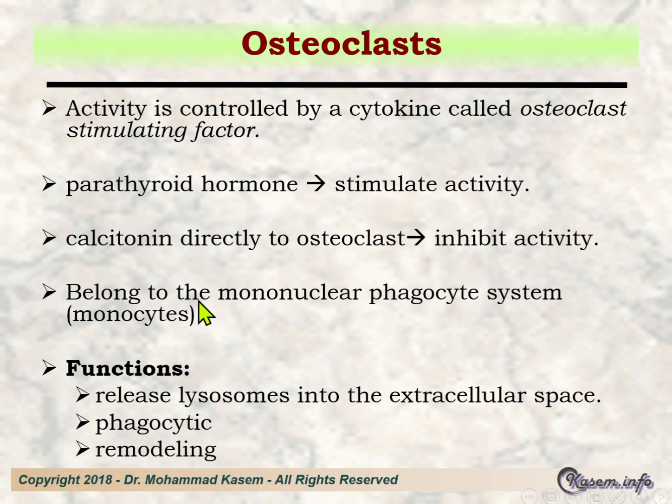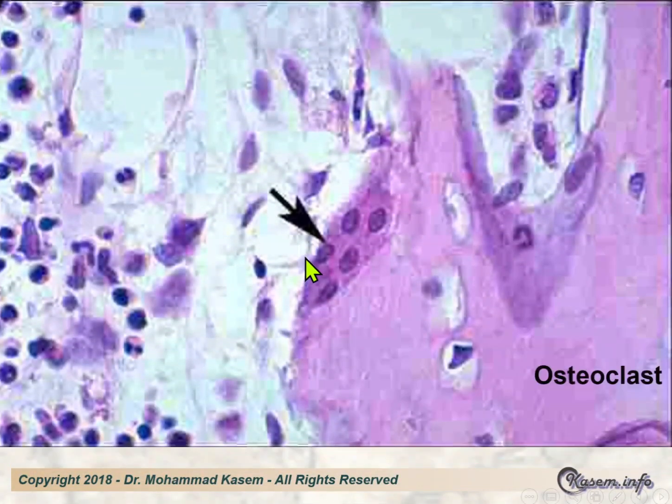The osteoclasts belong to the mononuclear phagocytic system, which actually comes from the monocytes, and their function is to release the lysosomes into the extracellular space and act as a phagocytic and remodeling cell. Remodeling helps in the shaping of the matrix and the shaping of bone to grow and adopt a special shape and size.